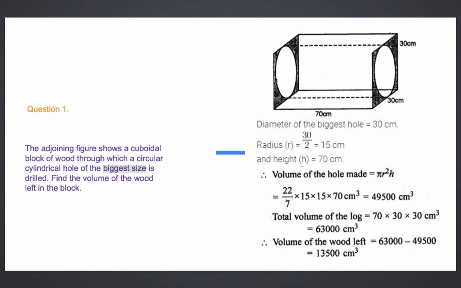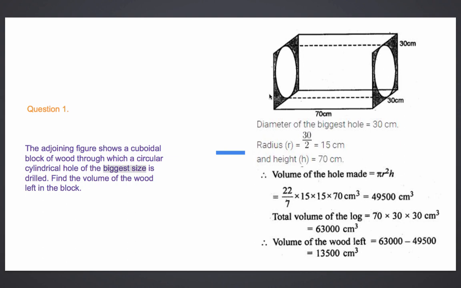So the diameter of the circle should be equal to this side of the cuboidal block which is given, and this side is how much actually, students? It is 30. So the diameter becomes 30 for the circular part. So the diameter is given in the question. See, it will be 30.